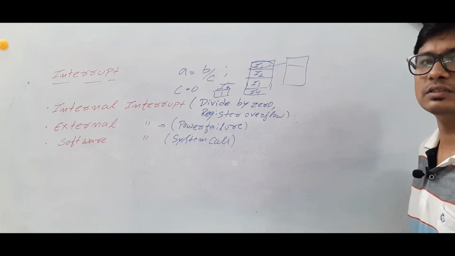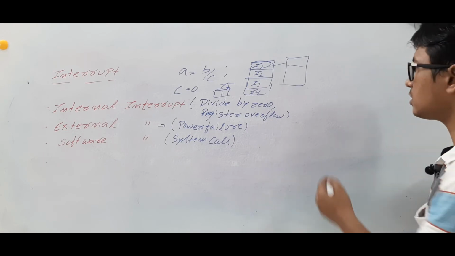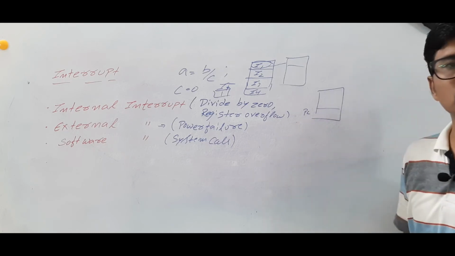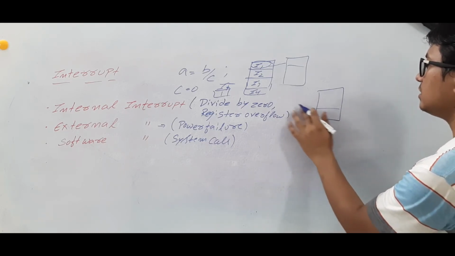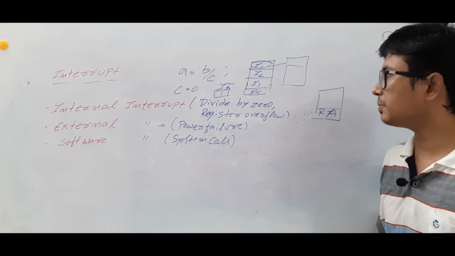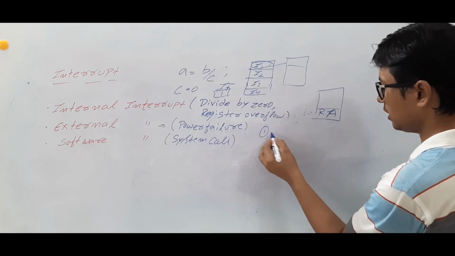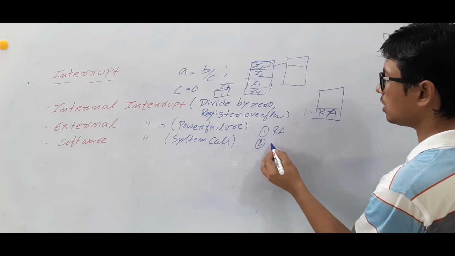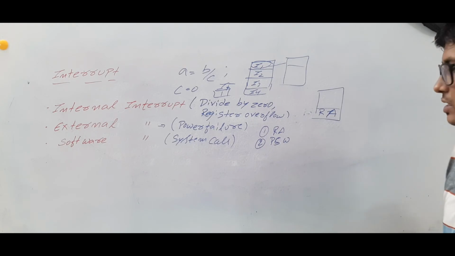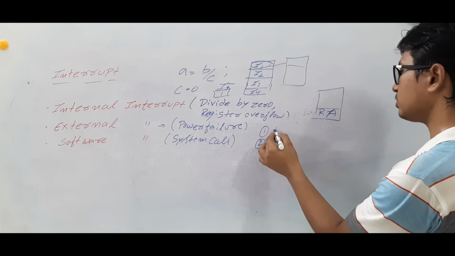One more thing I want to tell you. Whenever there is a subroutine, you have to store the return address. Where do you store it? You store the return address in the stack. Am I right? You store only the return address in the stack. But in an interrupt, you need to store the return address and also the program status word. Is it clear? Are you able to understand?